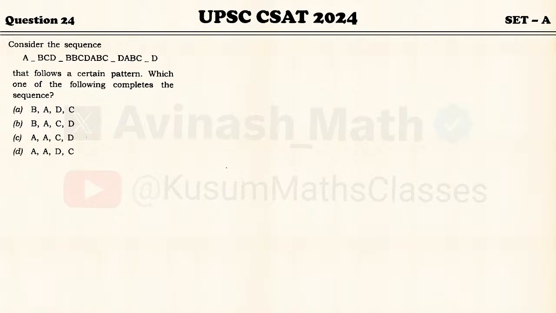This is question number 24, right? This is actually a good question. Consider the sequence: A dash B C D dash B B C D A B C dash D A B C, right? That follows a certain pattern. Which one of the following completes the sequence?